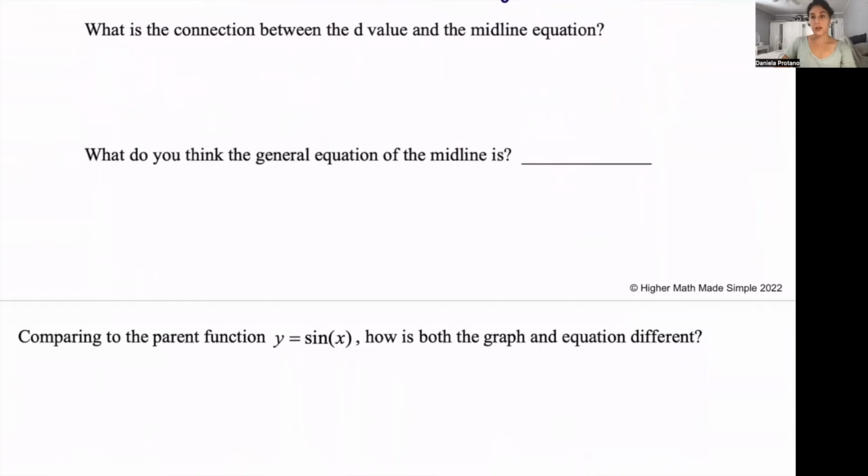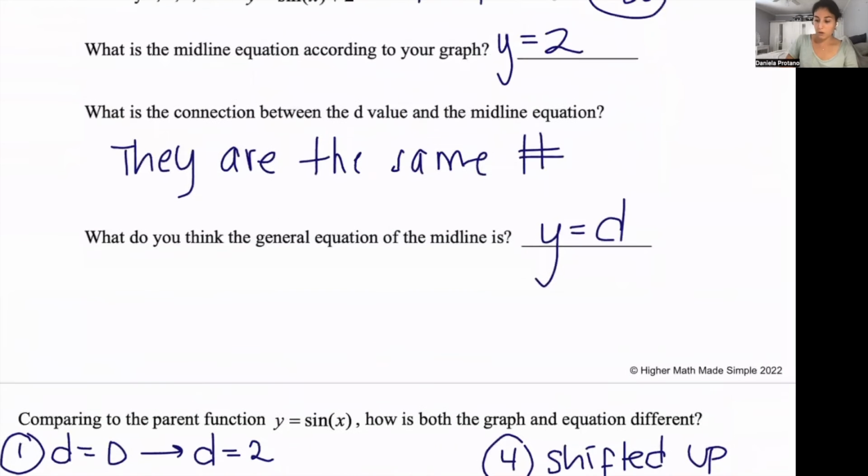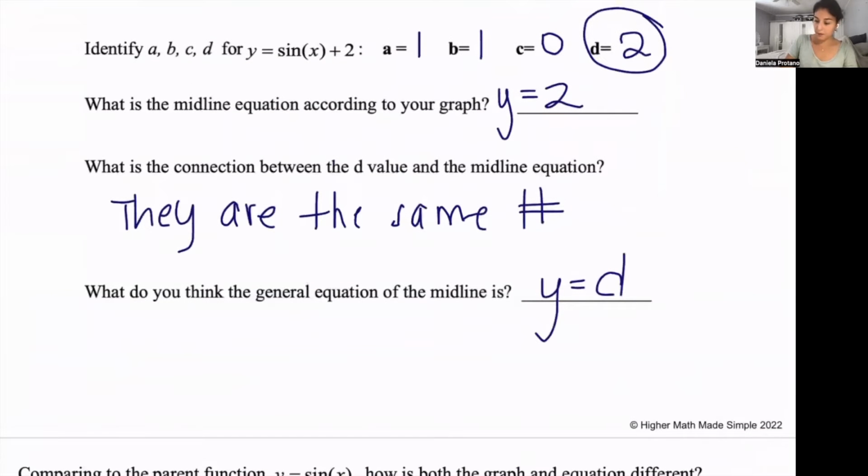Now I'll press pause, try to answer these questions, or I'm going to hit the fast forward button and we'll talk about it. Okay, so we just saw that if d equals 2, then the midline equation is going to be that value of d. And so the midline equation is going to be y equals d, because they are the same number.